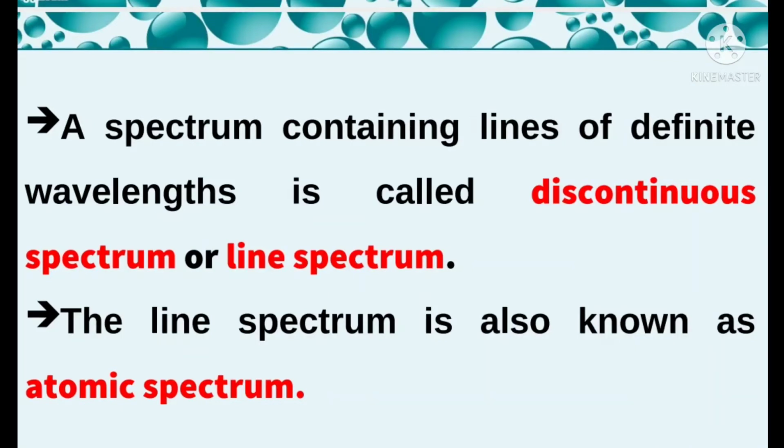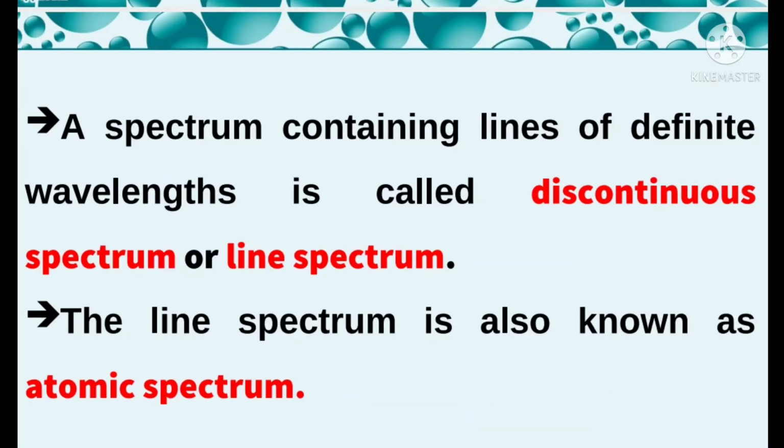A spectrum containing lines of definite wavelength is called discontinuous spectrum or line spectrum. The line spectrum is also known as atomic spectrum. And the usefulness of atomic spectra is that each element gives a characteristic atomic spectra.